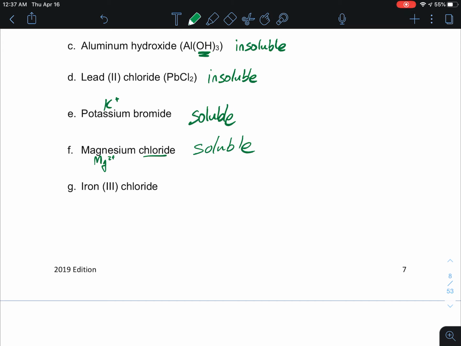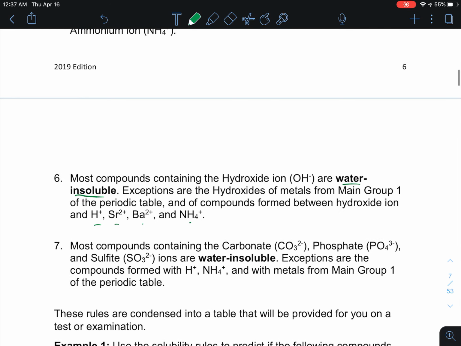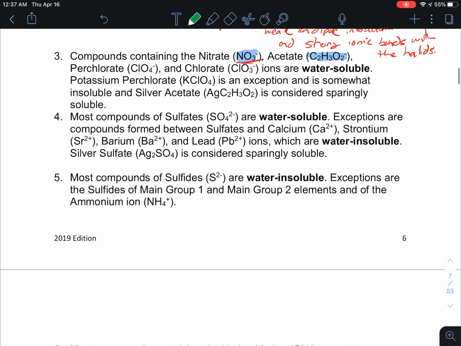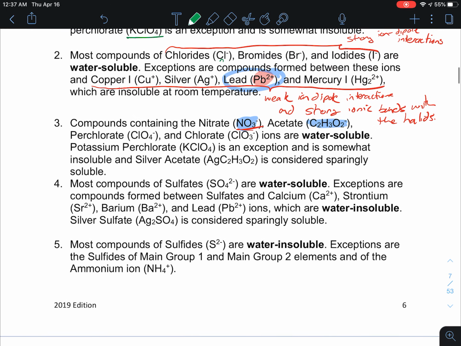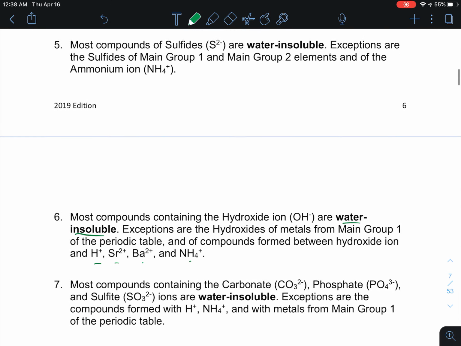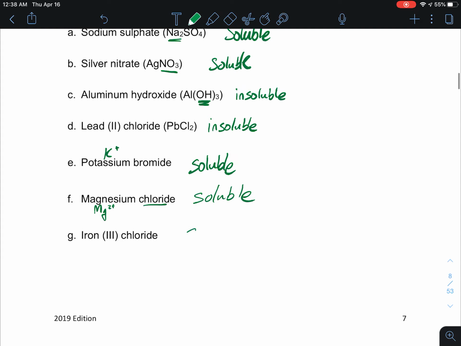Iron 3 chloride is also in that same rule. So let's just double check to see if iron is one of the exceptions, and it is not. So that would also be soluble. Okay, so that's how we would do that question.